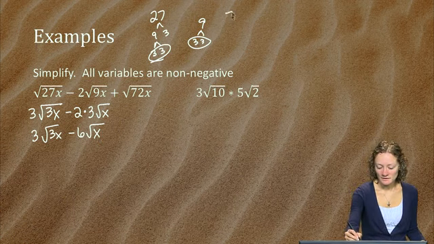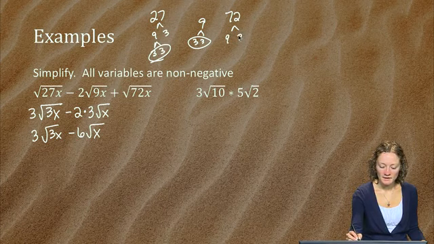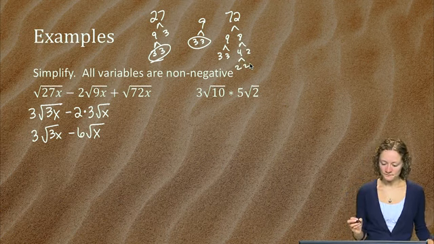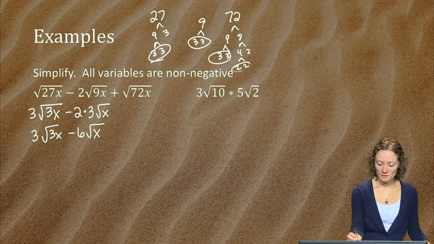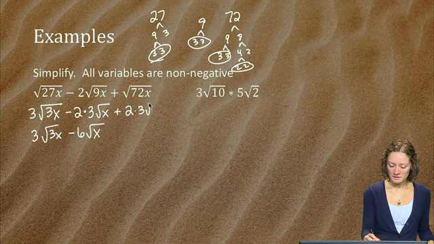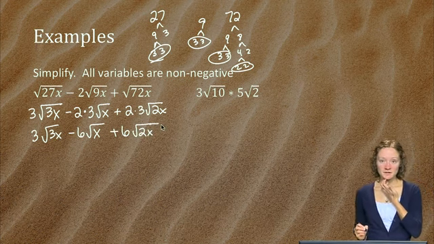And then the last one, the 72, breaks down to 9 times 8. 9 is 3 and 3, 8, 4 and 2, the 4, 2 and 2. So we have a pair of 3's and a pair of 2's. So 2 and a 3 come out, leaving inside a 2x. So plus 6 square root of 2x.